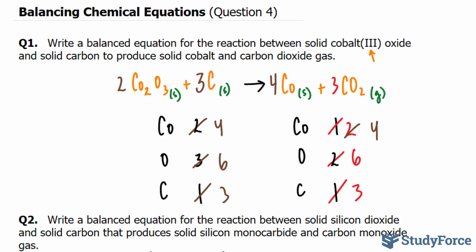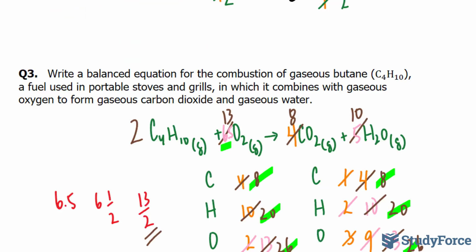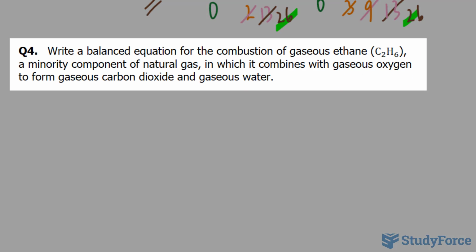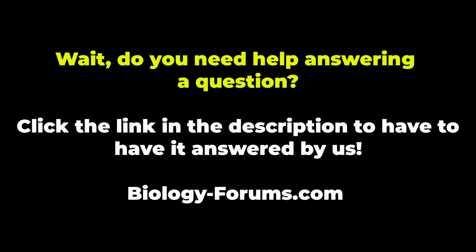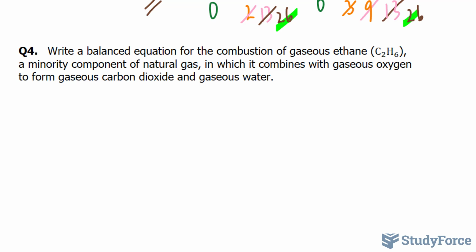In question 4 of this series, where we balance chemical equations, we're expected to write an equation for the combustion of gaseous ethane, which has the chemical formula C2H6, which combines with gaseous oxygen to form carbon dioxide and water vapor. So let's write down the chemical equation.